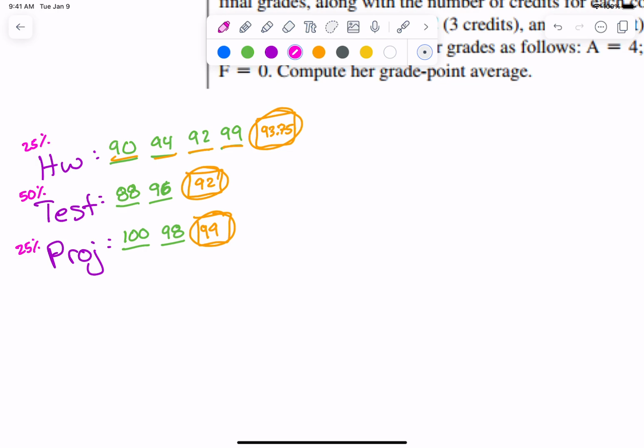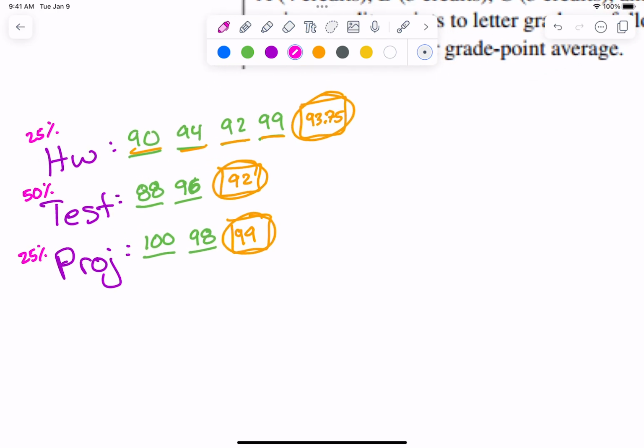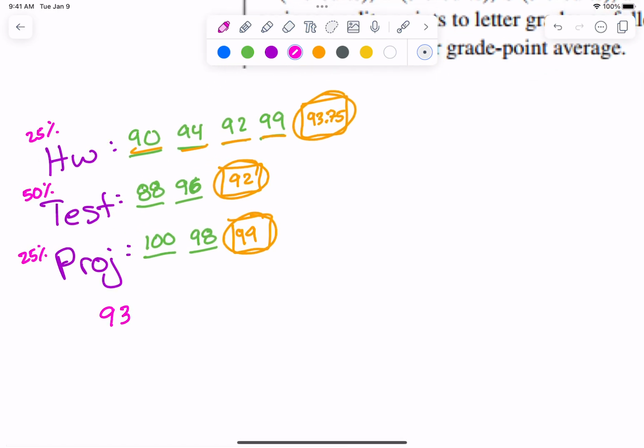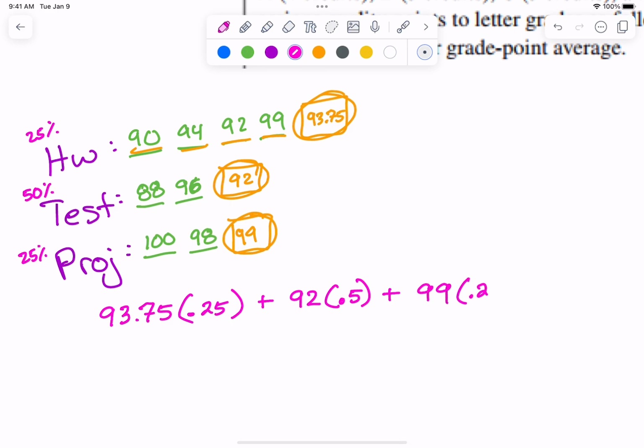How do I find the overall average? Multiply them by the percentage and then add them up. 93.75 is weighted at 25%, or 0.25, right? Plus 92 is weighted at 50%, which is 0.5. Plus your 99, your project grade, is weighted at 25%.